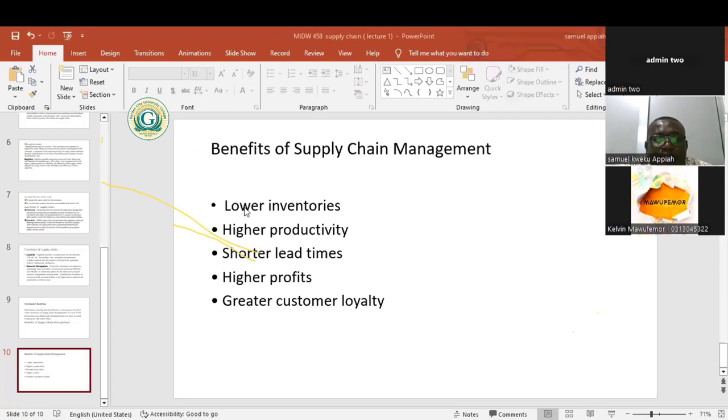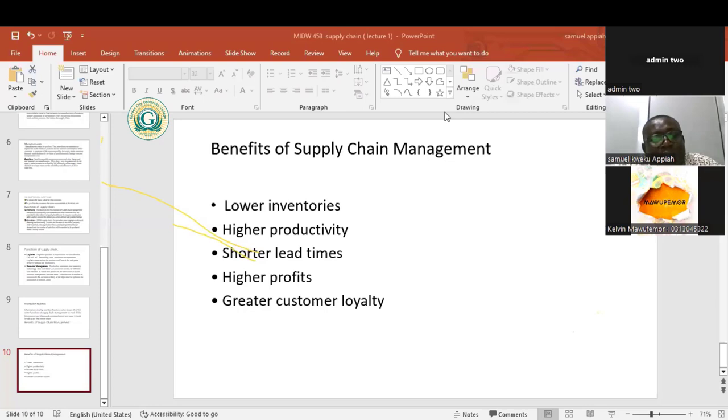Okay, and when we talk of lower inventories, as I indicated earlier, in supply chain we look at optimization. In supply chain, overstocking, keeping too much stock, is not allowed. And understocking is also not allowed. The reason we are talking about lower inventories is that inventory is money, and it can hold up to 70% of the total working capital of the organization.